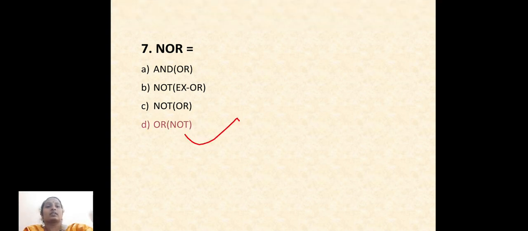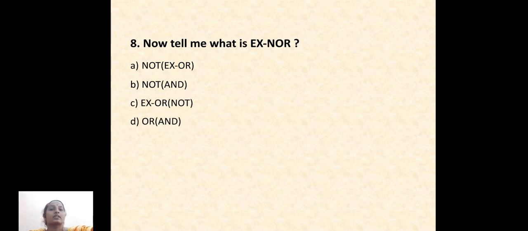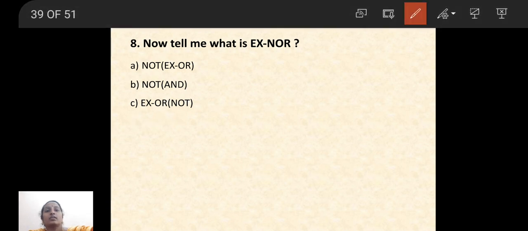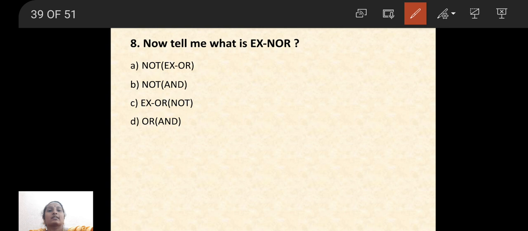OR into NOT means first we take the OR function, then we take the NOT function. Now tell me, what is XNOR? It is not OR and NOT, and not XOR and NOT. What is XNOR? XOR and NOT. XOR and NOT.